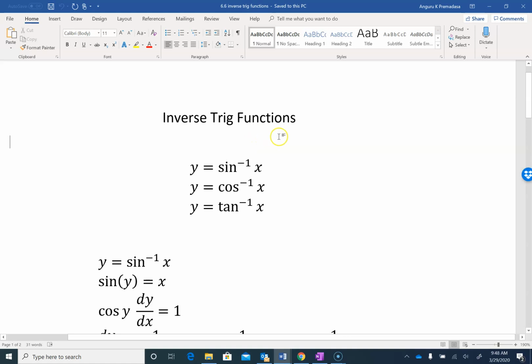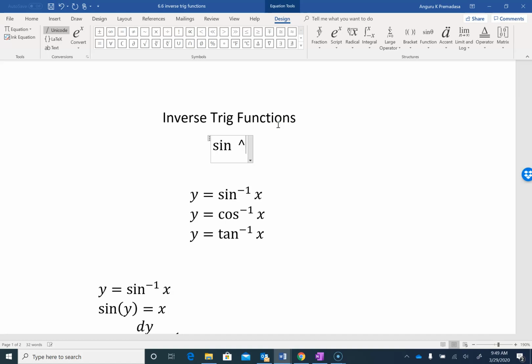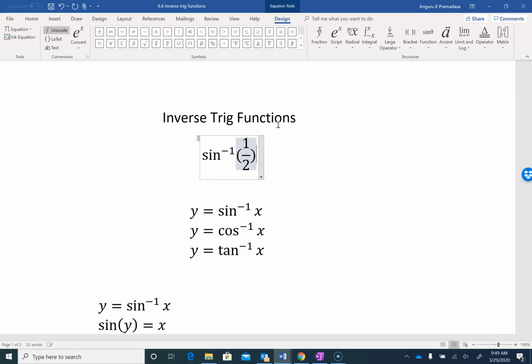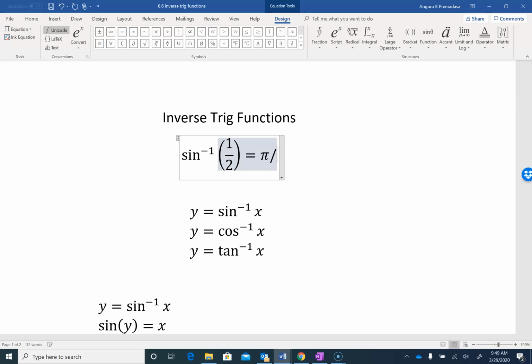So for example, if somebody wants you to find, say, sine inverse of 1/2, you are asking, is there an angle actually whose sine is equal to 1/2? So you're asking the reverse question, is there an angle whose sine is equal to 1/2? And we know that that angle is pi over 6.